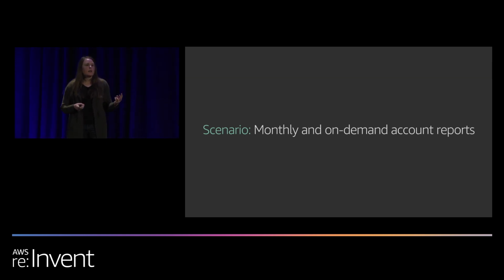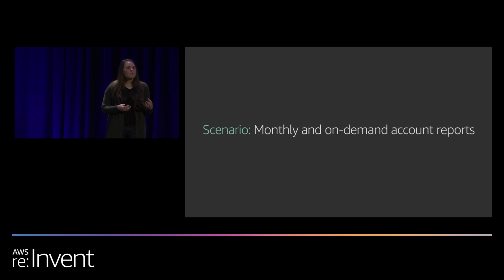The second question is, when does this work need to happen? Is there a trigger we can use? Yes, for monthly reports, we can use a CloudWatch event. And for the on-demand Lambda, we can use API Gateway or Amazon's Application Load Balancer, ALB.